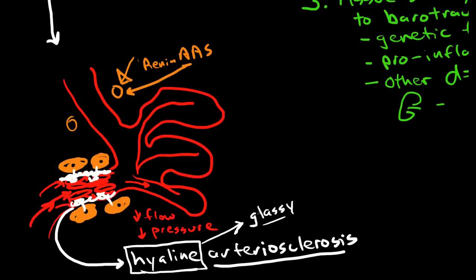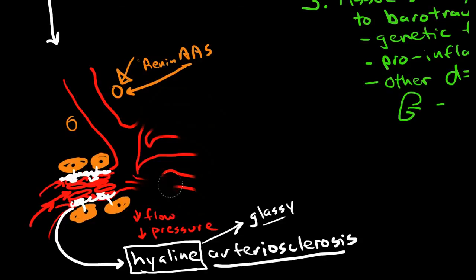So this eventually will cause decreased blood flow to the glomerulus to the point that we start to have glomerular atrophy. So we have ischemia to the glomerulus, and it causes the cells to go into a state of apoptosis or just die from necrosis. And this is due to chronic ischemia.